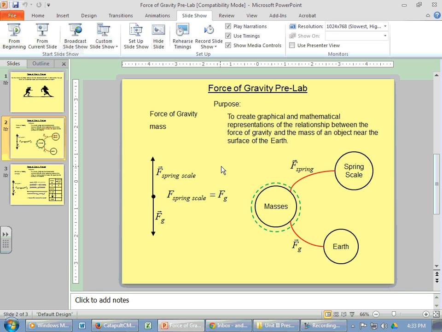So good luck, and when you're done with this Force of Gravity lab and you've graphed it, call me over so I can look at it, and then you will be entering the slope of this graph into a Google form on the website.